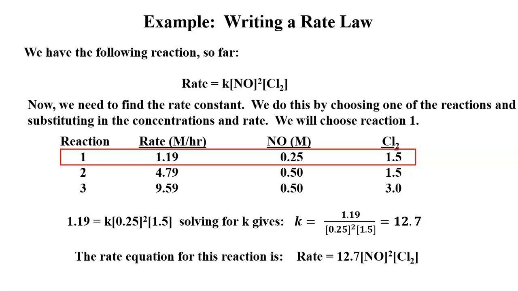Therefore, the final answer for this, the rate law for this particular reaction at this particular temperature, is rate equals 12.7, that's your value of K, times NO squared, times Cl2. So what this simply means is if you want to know how fast the reaction will run at this point for different concentrations of NO and Cl2, you could pick any concentration of NO and any concentration of Cl2 and figure out how fast that reaction will run. That's what this rate law does for you.